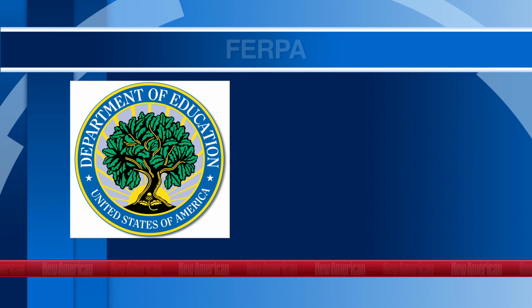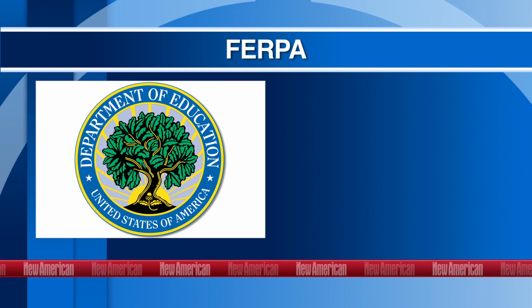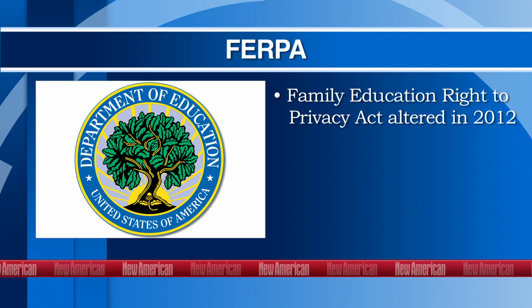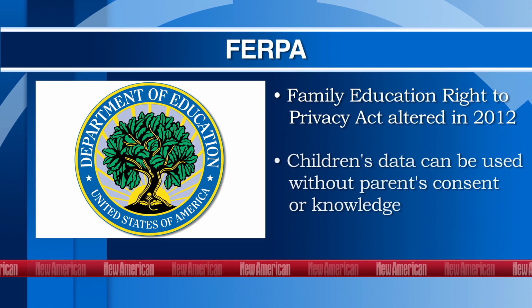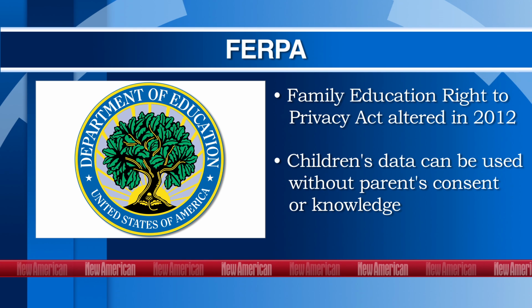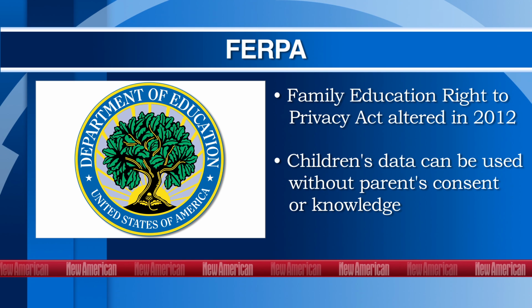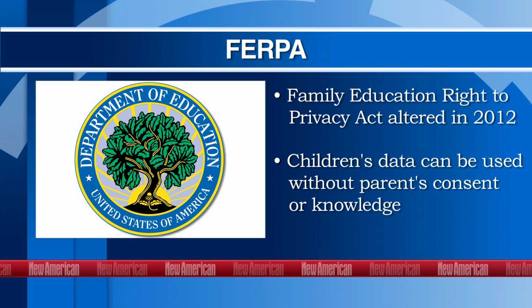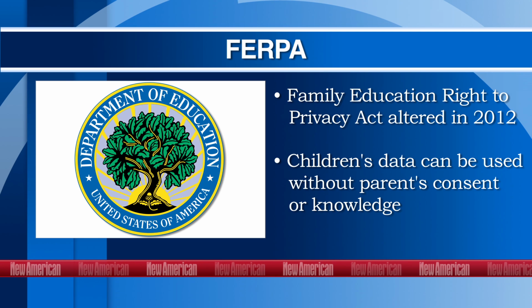FERPA, the Family Educational Rights and Privacy Act, was altered in 2012, giving the schools permission to use any of their data for sources that they believe would help the child's education, usurping the parent's right. The school can directly provide this without the parent even knowing that this is happening. So many of these implementations and intentions to gather data will never be known by the parents.